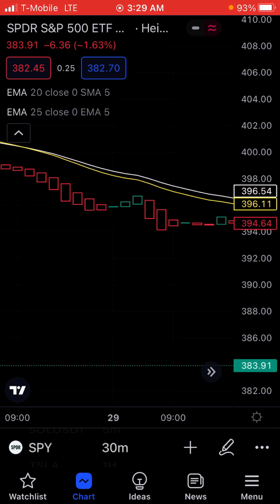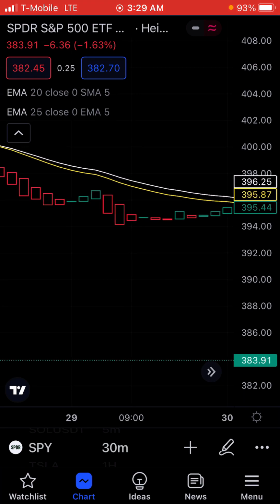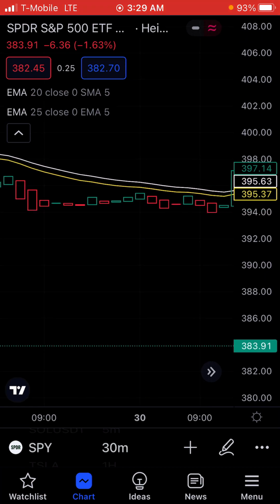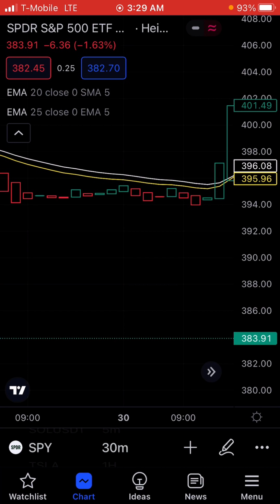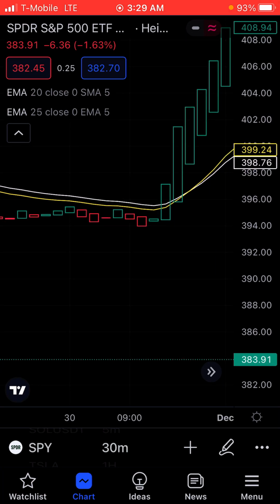As long as the lines are going straight, it's going to continue in a downtrend. Now we see it happen again here. The yellow line starts to run into the white line again, and what happens? The candles start going up because the yellow line goes through the white line.